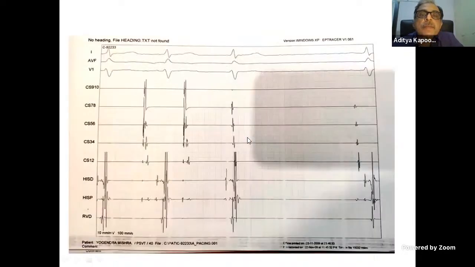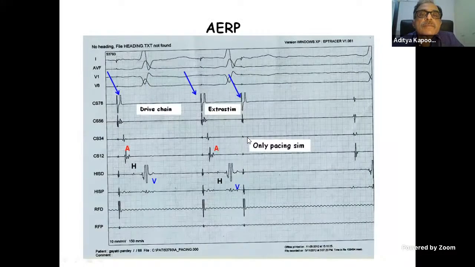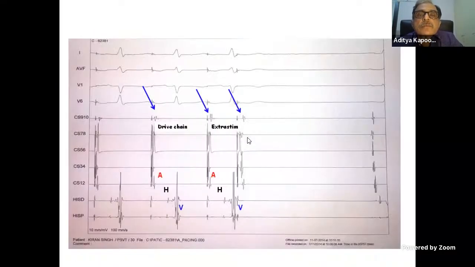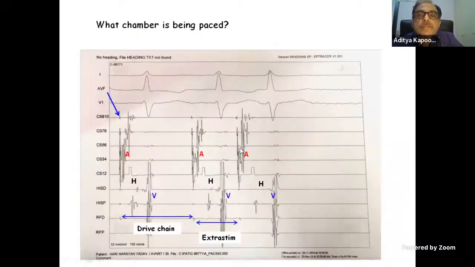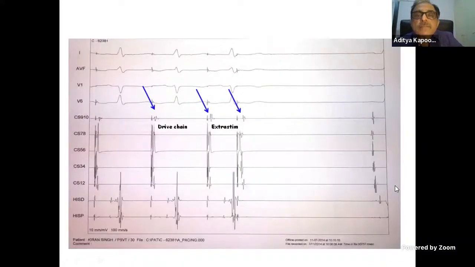Yeah. So now see this. We had seen this. I'll just go back a second. So we had seen till here. The last extra stimulus, A, H, and V, and after that there is quiescence followed by sinus rhythm.